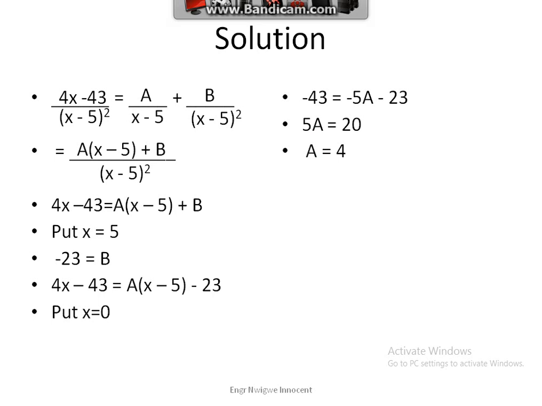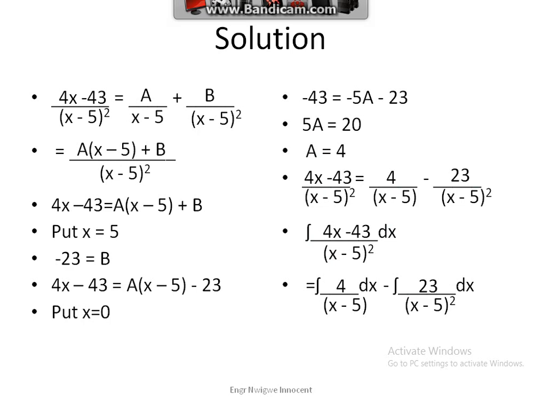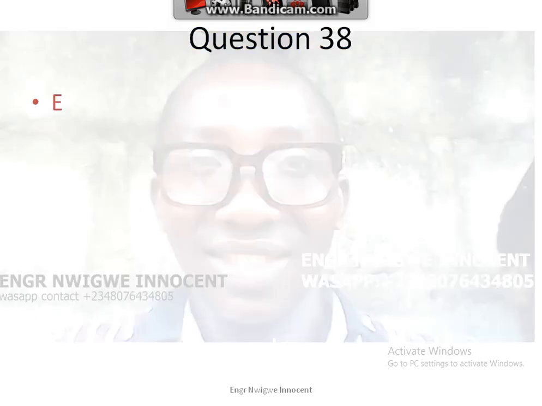Therefore (4s - 43) over (s - 5) squared equals, substituting for A, which is 4, over (s - 5) minus, substituting for B, 23 over (s - 5) squared. If we now integrate (4s - 43) over (s - 5) squared ds, we have the integral of 4 over (s - 5) ds minus the integral of 23 over (s - 5) squared ds, which gives 4 ln(s - 5) plus 23 over (s - 5) plus c.